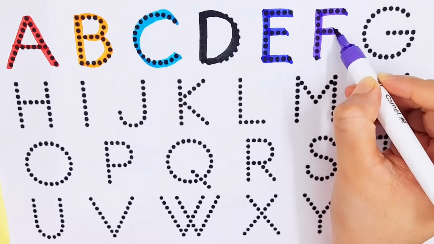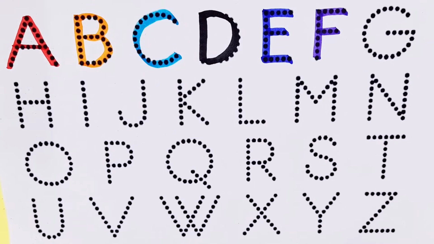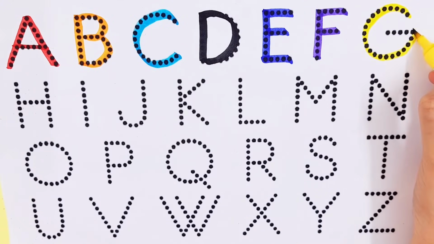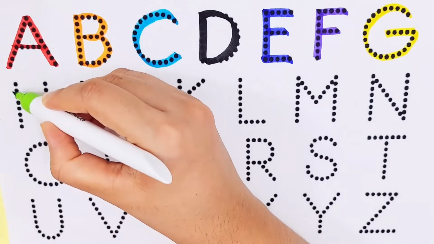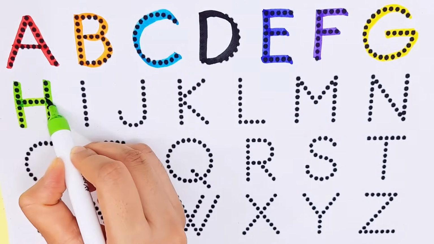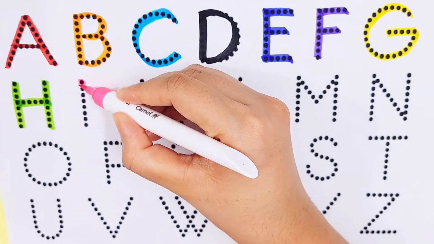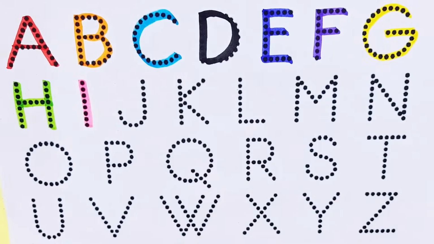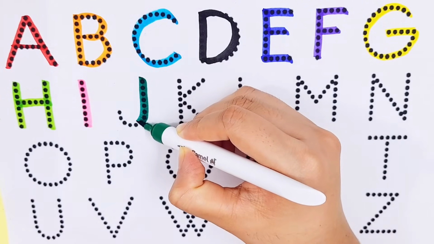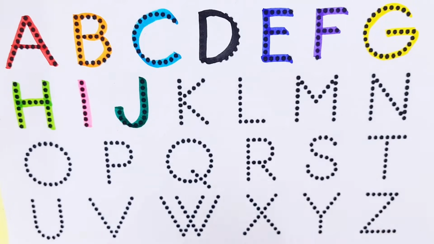F for flowers. G for grapes. H for horse. I for ice cream. J for juice.